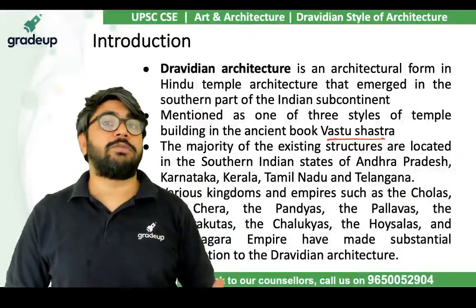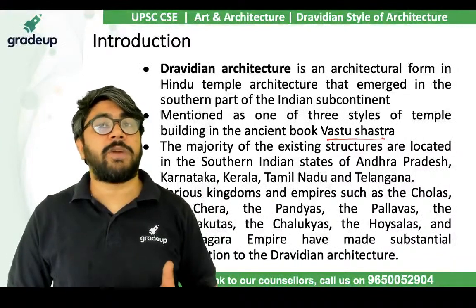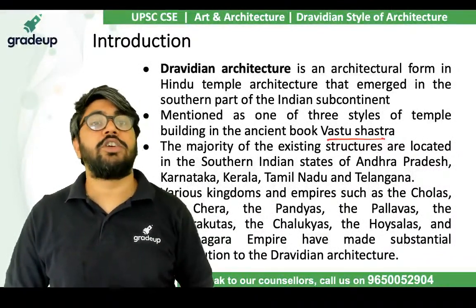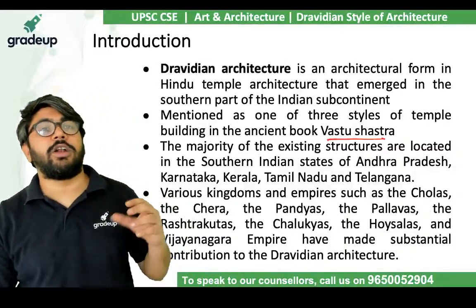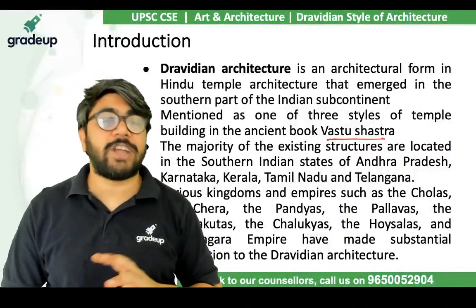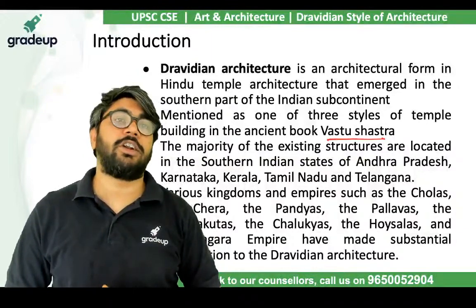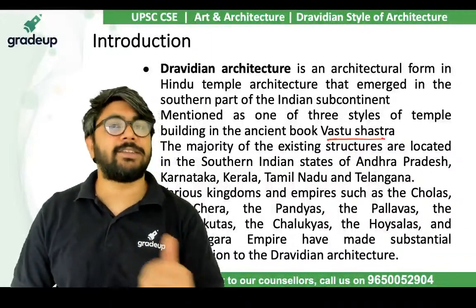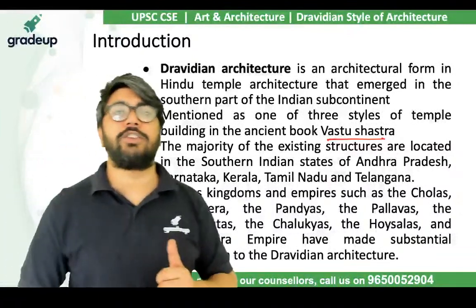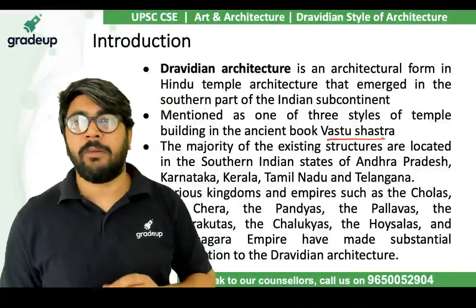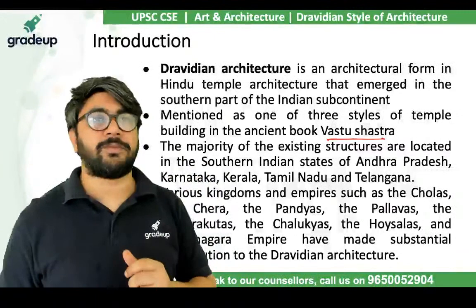Now various kingdoms and empires like Cholas, Cheras, Pandyas, Pallavas, Rashtrakutas, Chalukyas, Hoysalas, right? And the most important one, Vijayanagara Empire, they have made substantial contribution to the Dravidian architecture. So as these dynasties came in, we find different flavors, different styles of Dravidian architecture also, right? But common theme still remains the same.